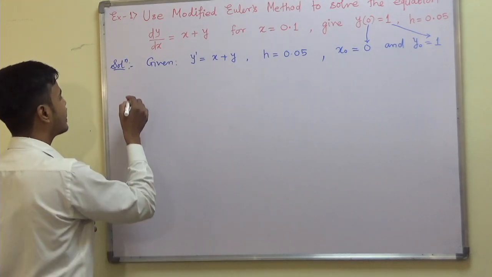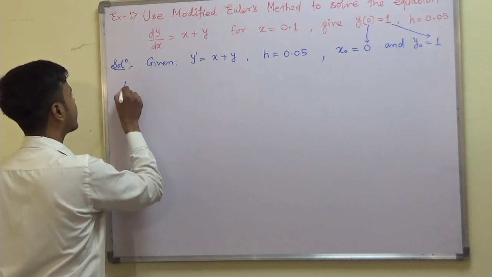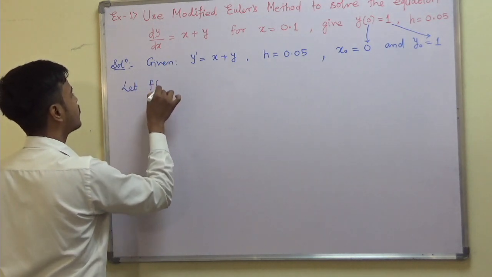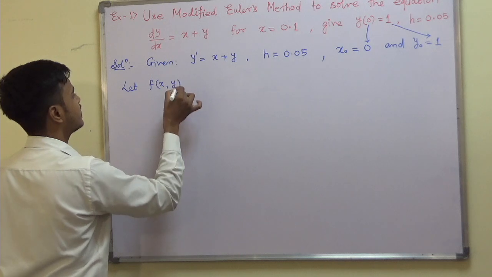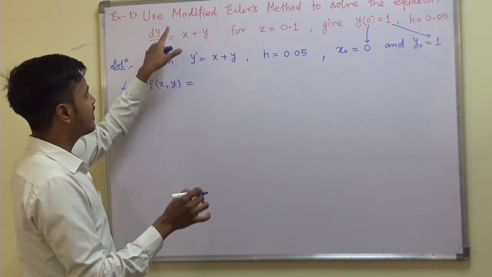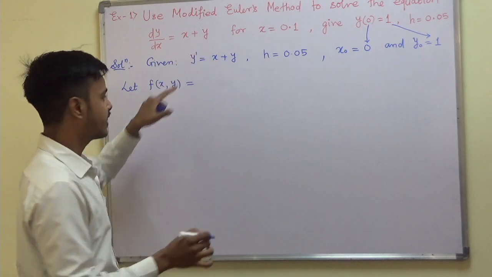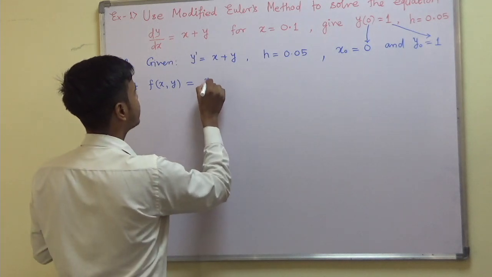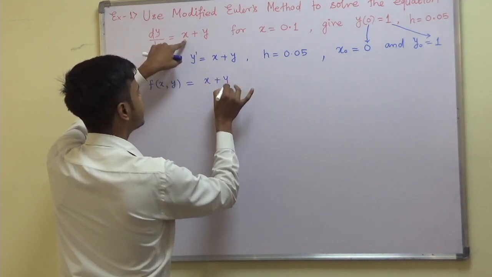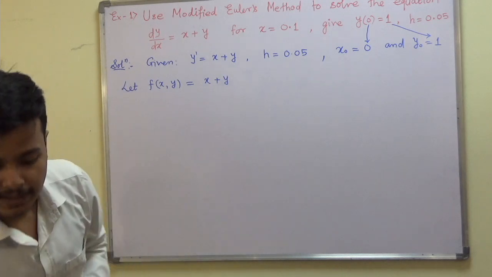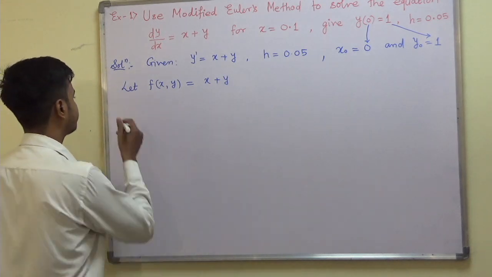Before I write step number 1, let me write down the function. What is the function of x, y? The general form is dy by dx is equal to f of x, y. So what is f of x, y? f of x, y is x plus y. Now we'll write step number 1.